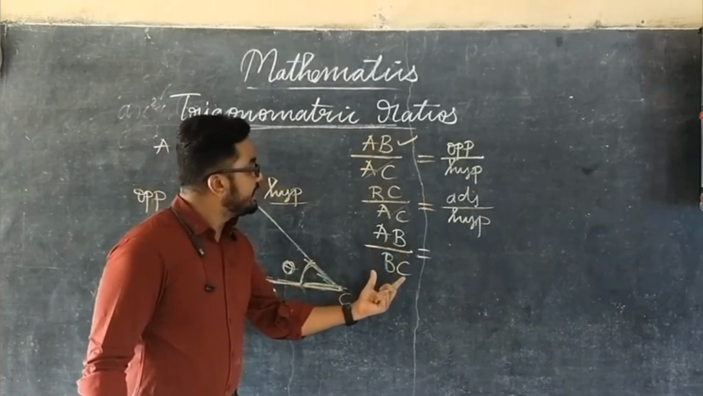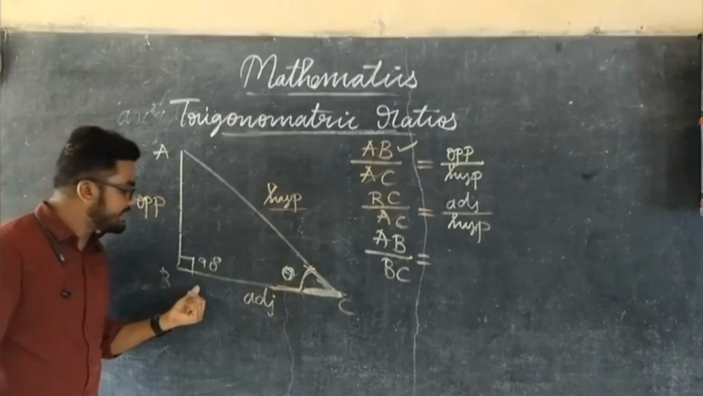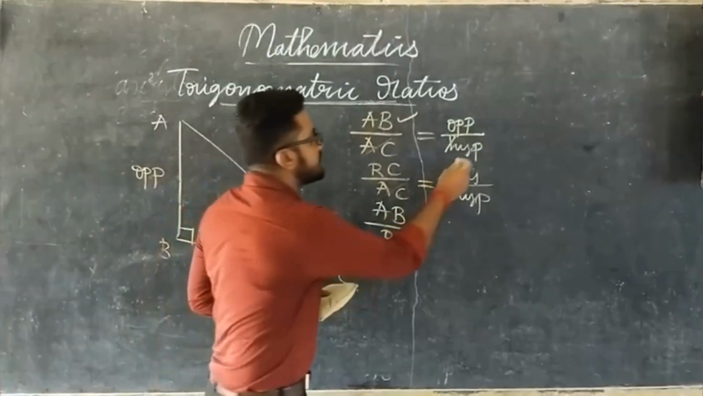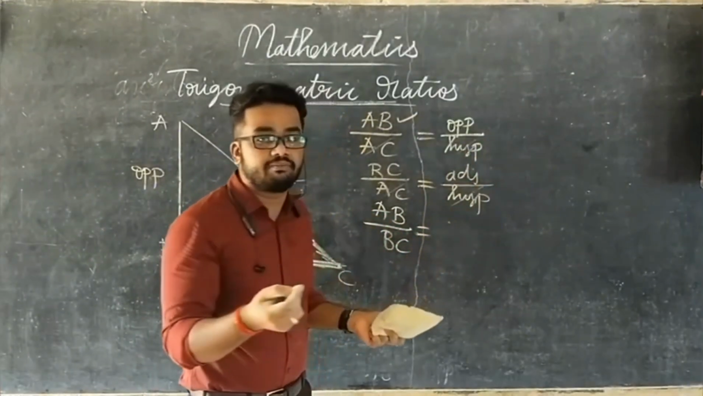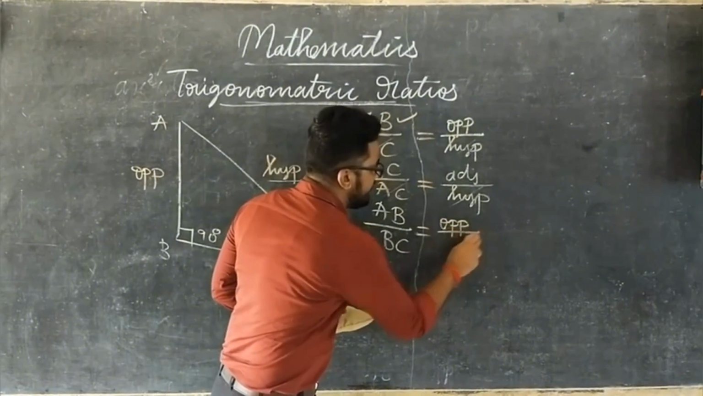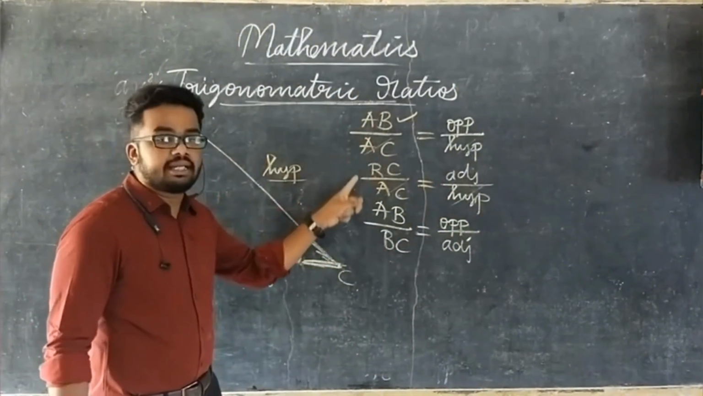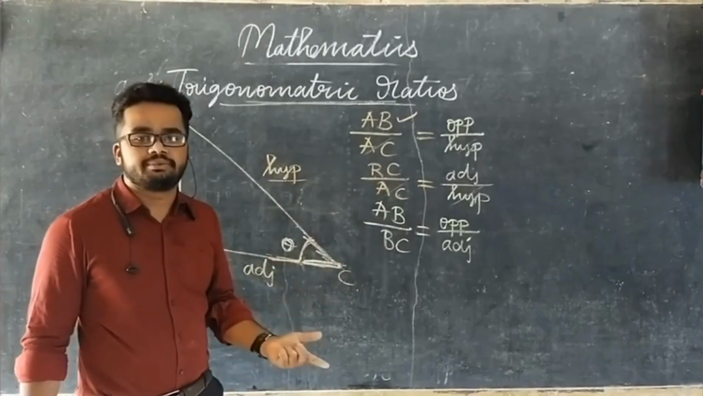Next, what is AB by BC? AB is the opposite side. BC is the adjacent side. See, here also we can cancel hypotenuse, hypotenuse. If you think it is cancelling, what is remaining? Opposite by adjacent is remaining. Even these three have got different names.